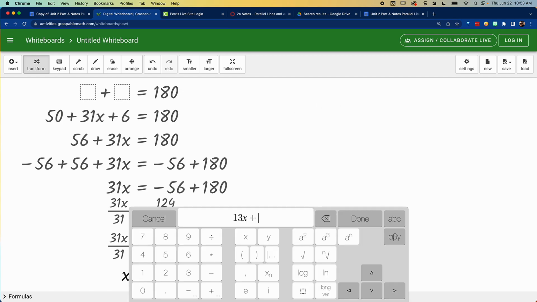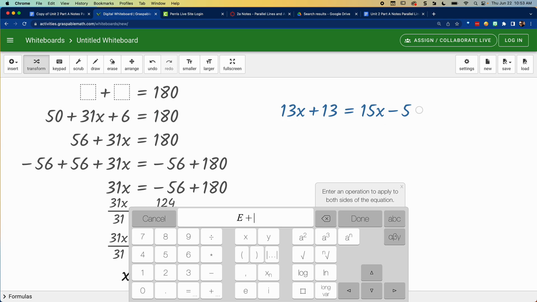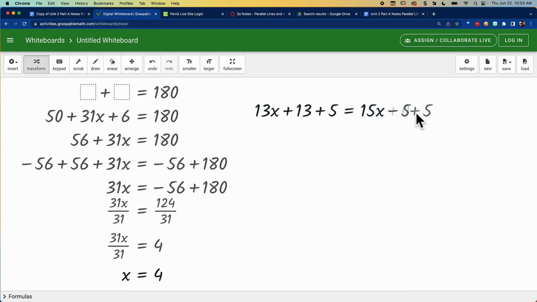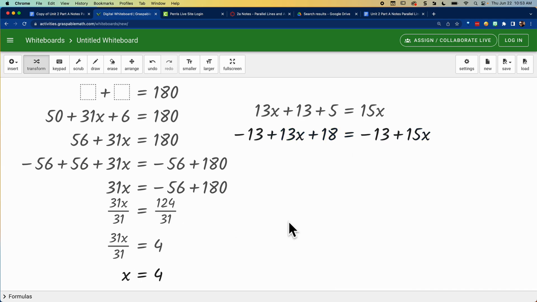So I have 13x plus 13 equals 15x minus 5. I want to get the x's together and the constants together. So I'm going to start by adding 5 to both sides. That will give me a 0 with the negative 5 and 5, and an 18 with the 13, on the other side. Then I'm going to add a negative 13 to both sides.